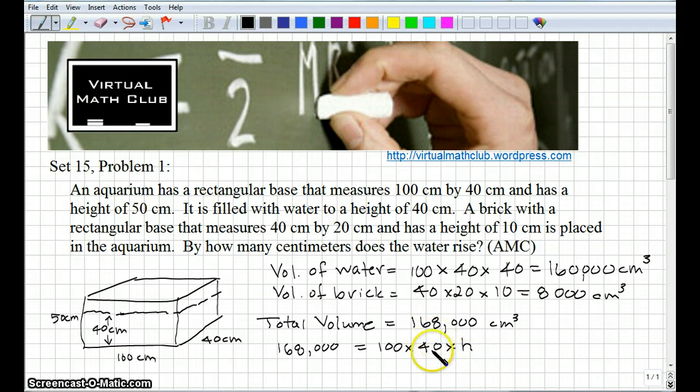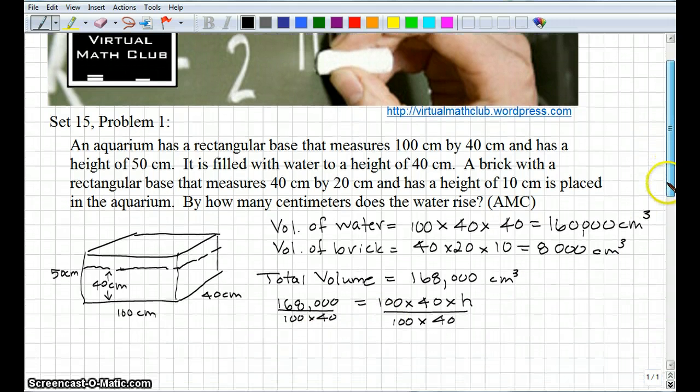So let's figure this out. To solve for h, we need to divide by 100 times 40, okay? Because if we divide 100 by 100, we get 1. Divide 40 by 40, we get 1. So that just leaves us with h over here. But we have to do the same thing to both sides in order for this equality to hold. So I'm going to divide this by 100 times 40. Okay? So let me scroll down and give us a little more room.